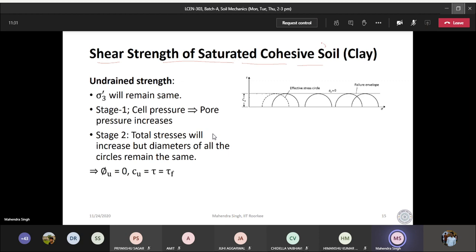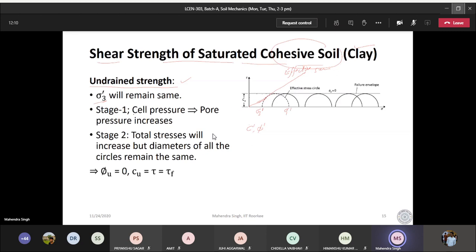So if it is a cohesive soil, meaning clay, and you are doing an undrained test, you know that in an undrained test, sigma 3 dash is not going to change. So sigma 3 dash remains the same. And every soil will have some C dash, phi dash also. C dash may be 0. So in fact, the effective stress envelope will be something like this. So this is the effective stress envelope, and this is sigma 1 dash.